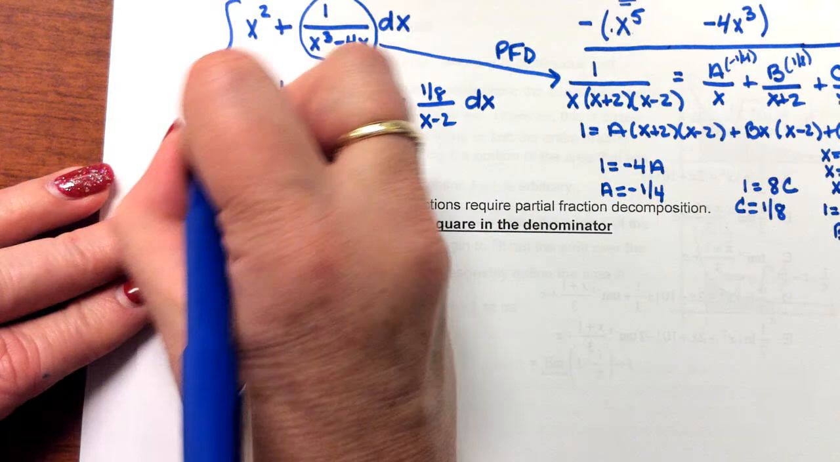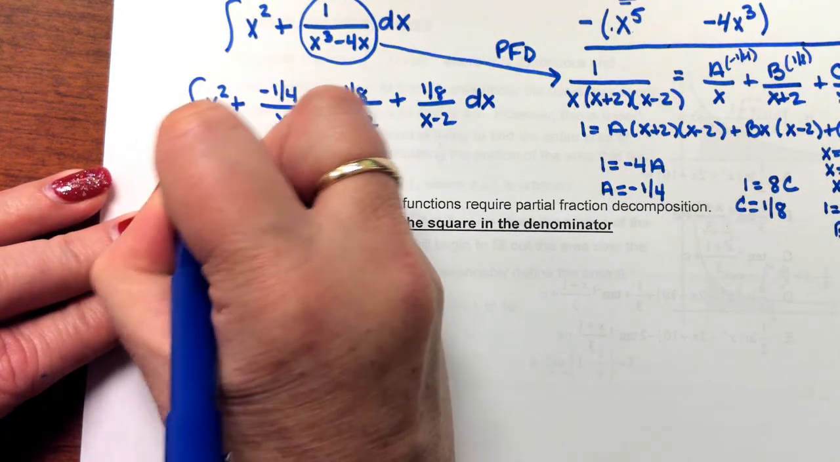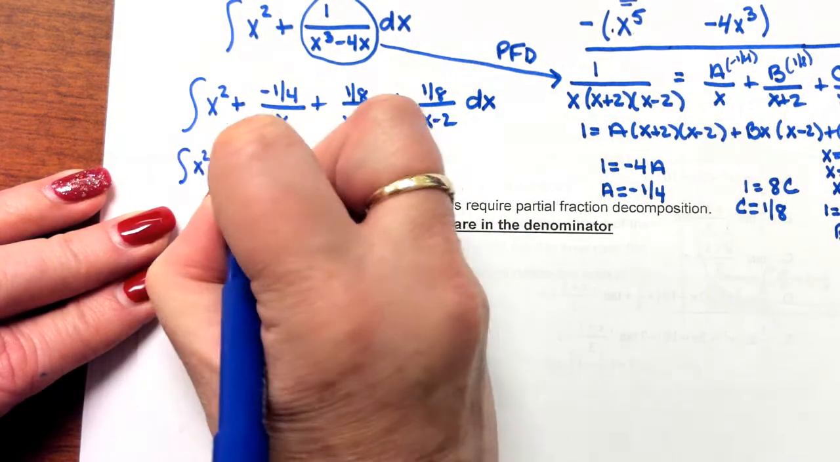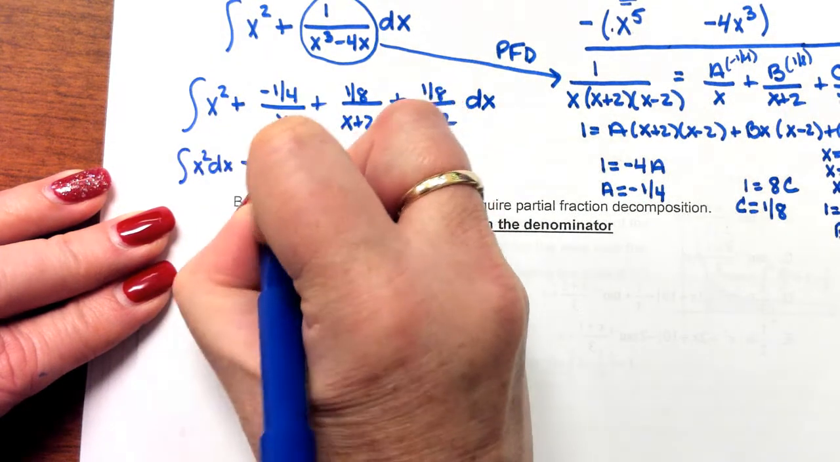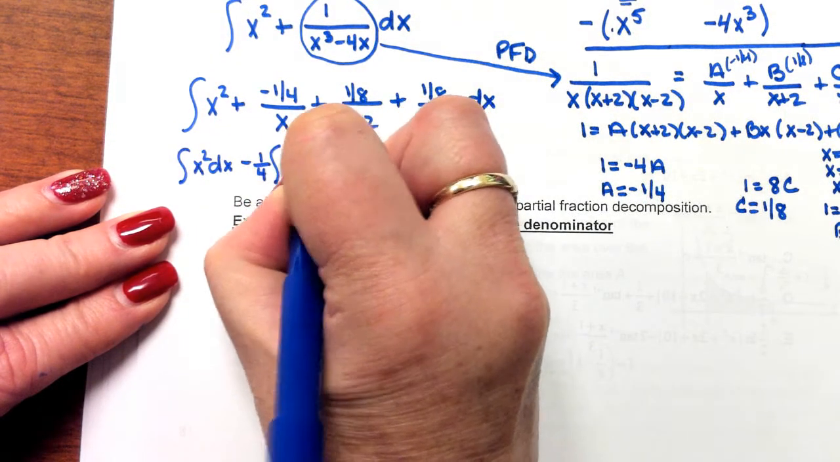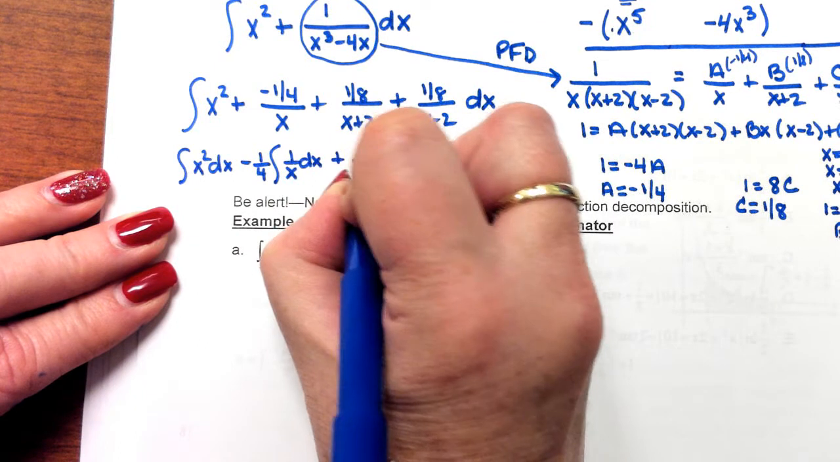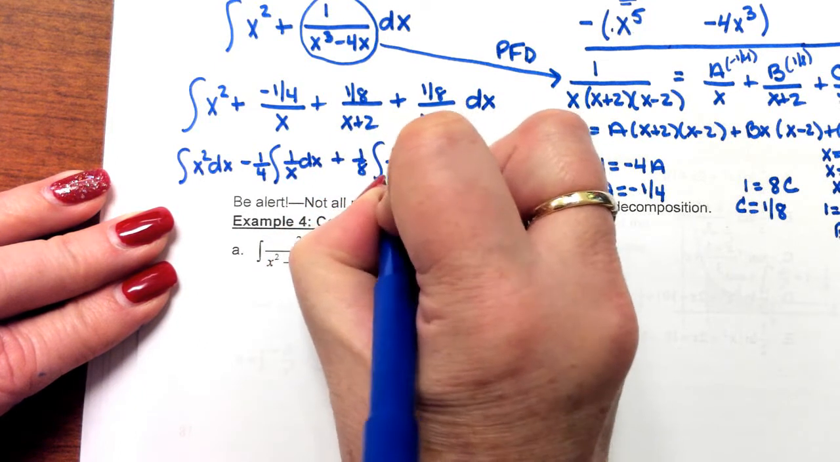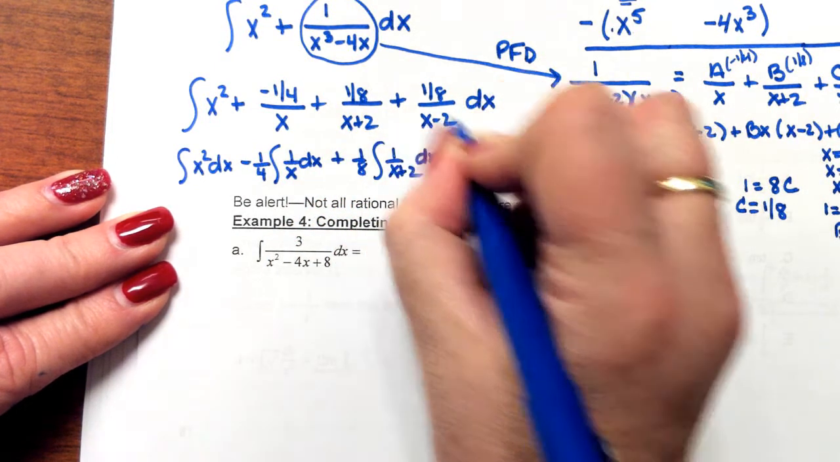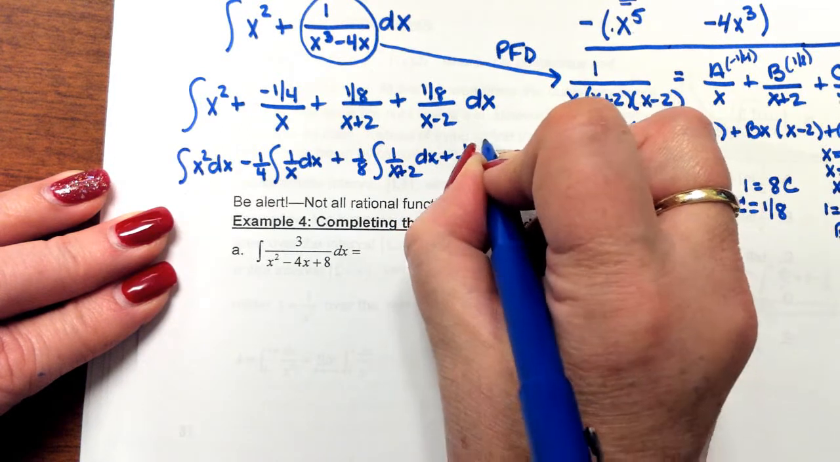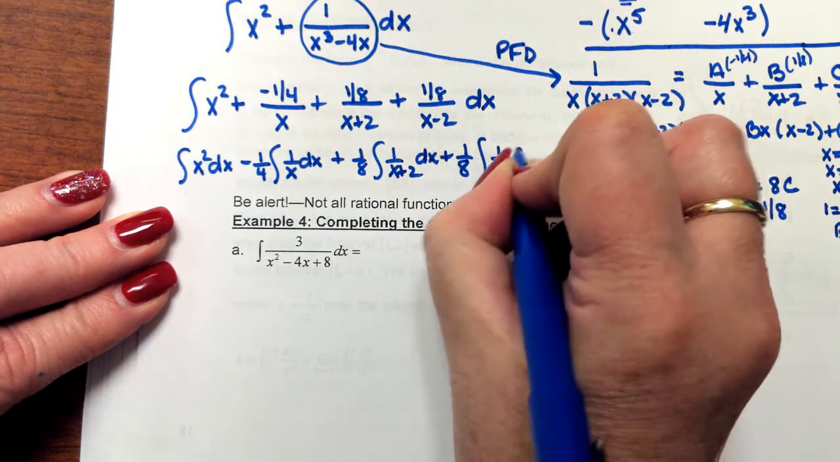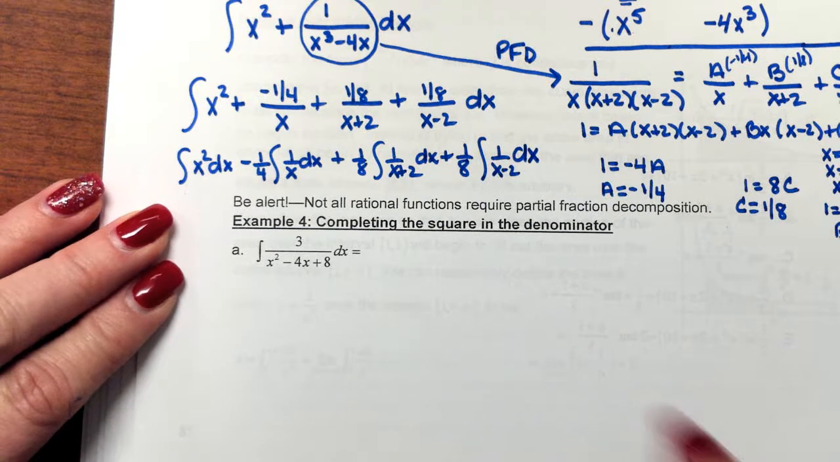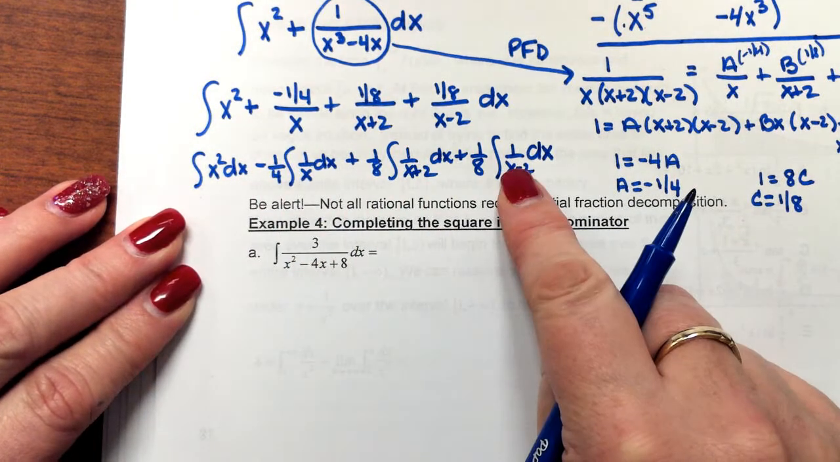You do want to split this. I know when I integrate, so again, I'll have the integral of x squared dx. I can pull out this 1/4 times your integral of 1 over x dx. Pull out your 1/8, and then pull out this 1/8. Now you can integrate each of these separately.